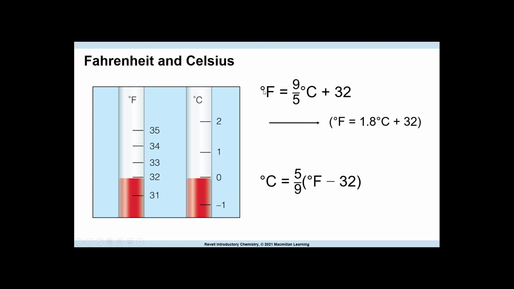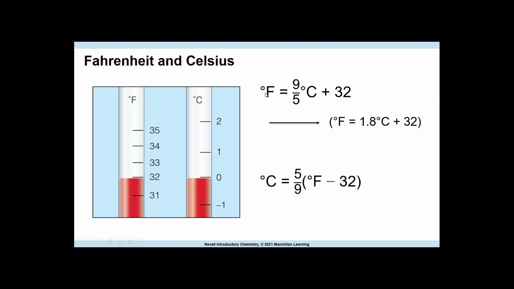How do you convert? Well, if you want to know the Fahrenheit, then you have 9 over 5, and you take your Celsius temperature and multiply it by 9 and then divide by 5. You can figure this part out, you've had algebra. Plus 32. Now, I tend to remember this one, which is 1.8 times the Celsius temperature plus 32. And that will solve for Fahrenheit.